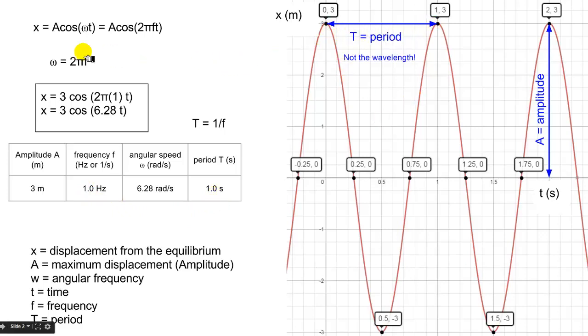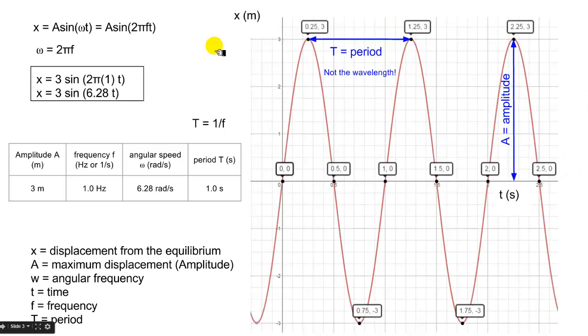Now notice this is a cosine graph. We're starting over here at the maximum. If this was a sine graph, we would start right here at 0. Notice everything else is the same except that instead of cosine, we're using sine. So again, I expect you for this kind of graph to also be able to go from the graph and write out one of these two equations, or look at one of these two equations and go to the graph.